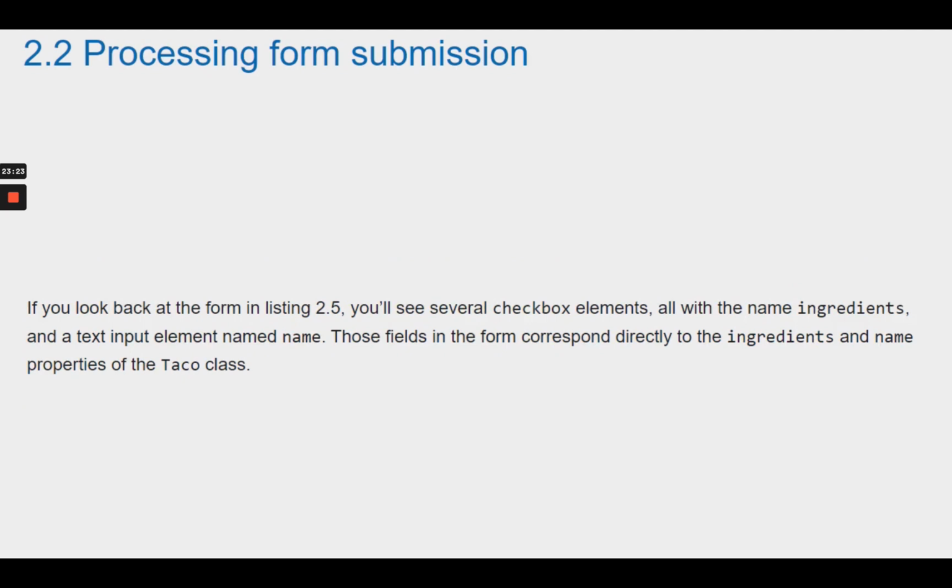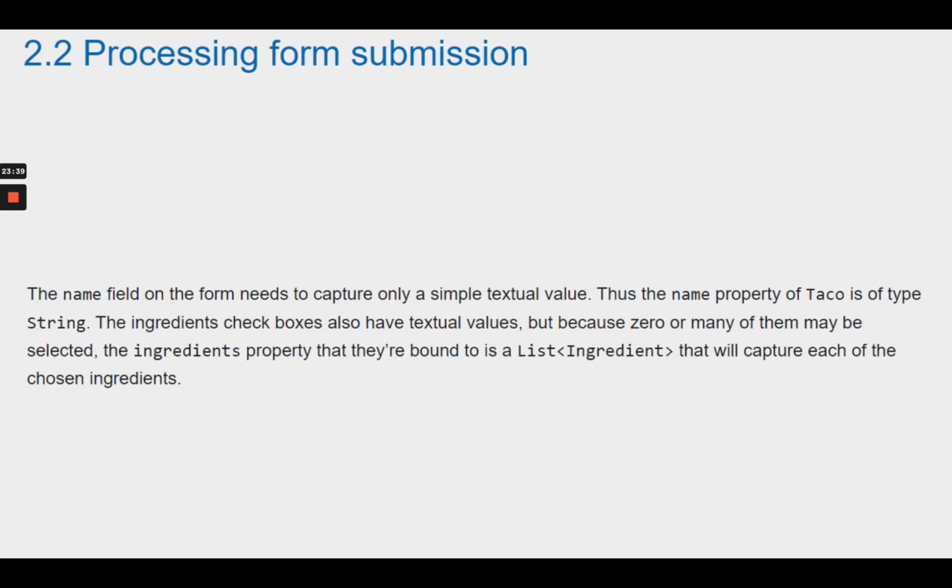If you look back at the form in Listing 2.5, you'll see several checkbox elements, all with the name ingredients, and a text input element named name. Those fields in the form correspond directly to the ingredients and name properties of the Taco class. The name field on the form needs to capture only a simple textual value. Thus, the name property of Taco is of type String. The ingredients checkboxes also have textual values, but because zero or many of them may be selected, the ingredients property that they're bound to is a List<Ingredient> that will capture each of the chosen ingredients.